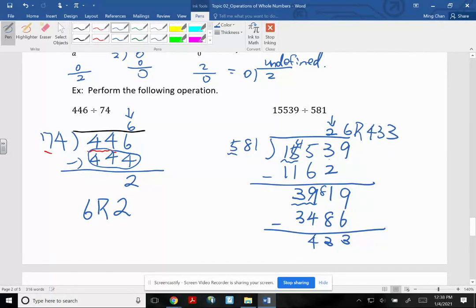So just a little different way to do it, to show you how to estimate what number you can use for the quotient. Rather than multiply your way up, you can actually try to estimate first and work your way down.